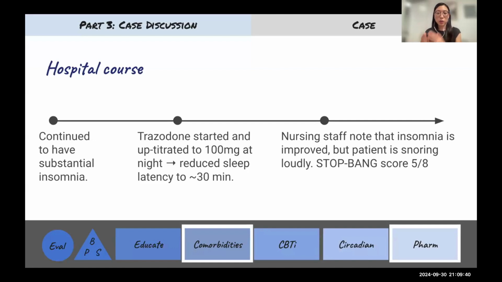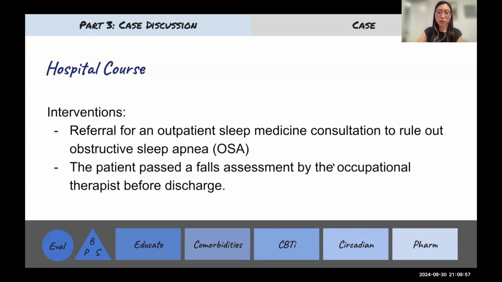Despite this, when you're talking with the staff on the unit, you get a little bit more information, and they said that he is sleeping better, but they noticed that he's been snoring quite a bit. And when you do a STOP-BANG score, he actually scores 5 out of 8, which is concerning for moderate to severe OSA. So because of this, you do refer him to an outpatient sleep study to evaluate for obstructive sleep apnea. And fortunately, with all the changes that you've made, he's been improving quite a bit. He passes a falls assessment with PT/OT, and he's ultimately discharged home.